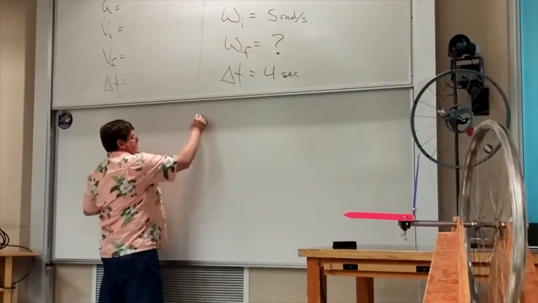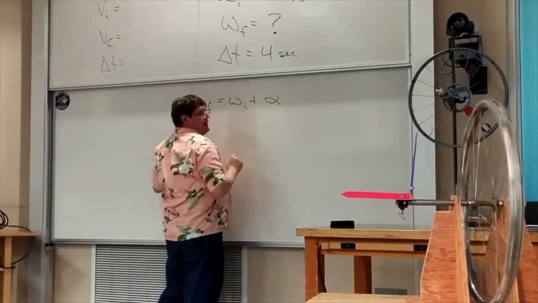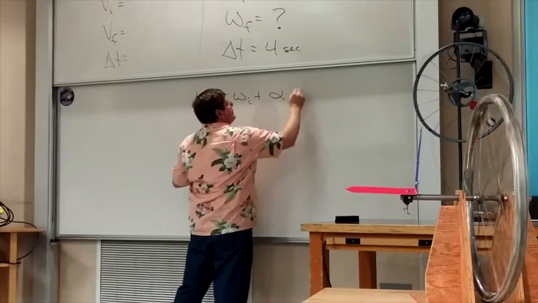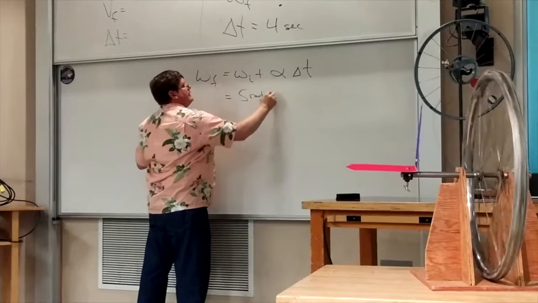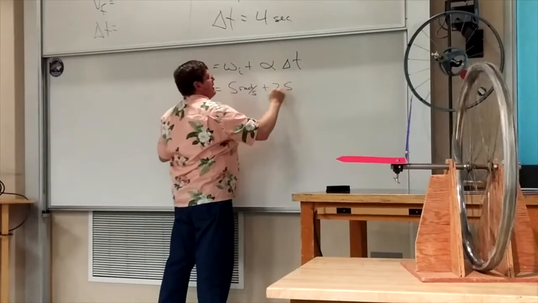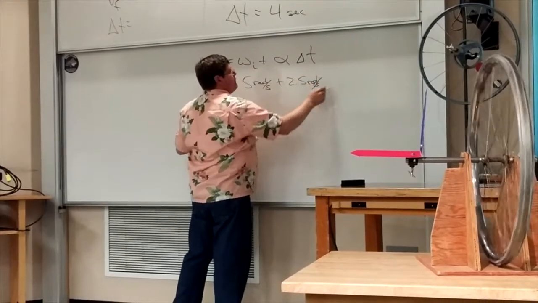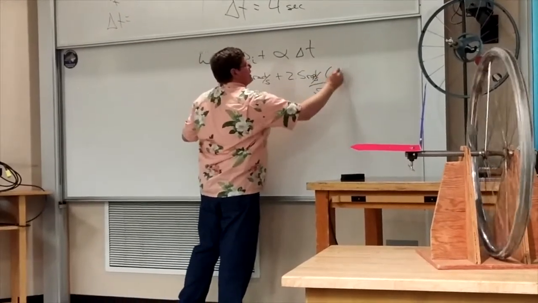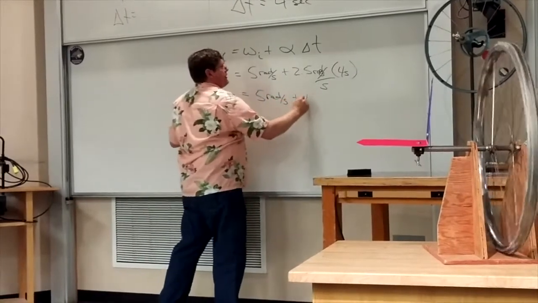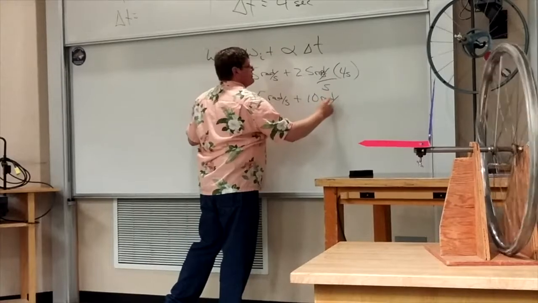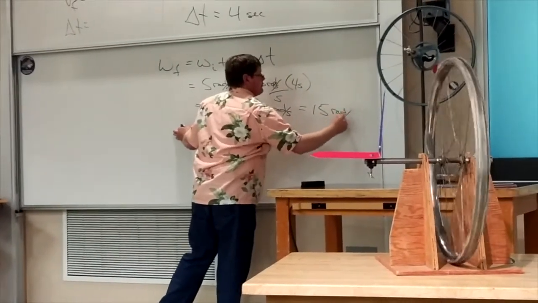So I say omega final is equal to omega initial plus how much the change I have per second times the number of seconds. So this is going to be 5 radians per second plus a change of 2.5 radians per second for each second times 4 seconds. That's going to be 5 radians per second plus another 10 radians per second during those 4 seconds, or 15 radians per second.